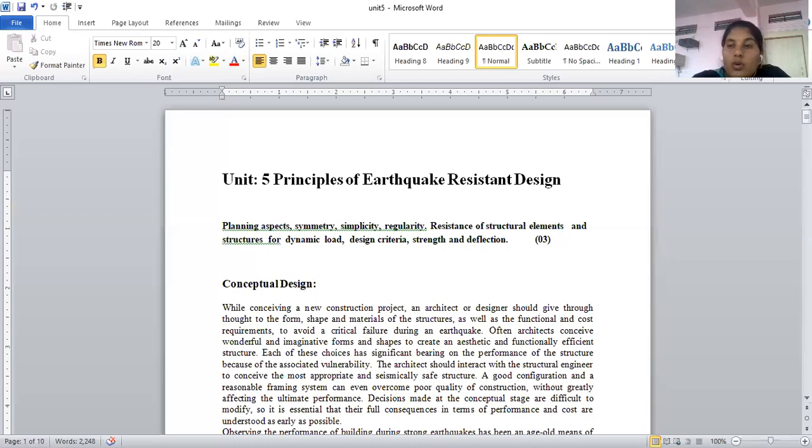Write down first, overall form. Be simple and symmetrical. Second, not to be elongated in plan or elevation. That is, sides should be moderate.